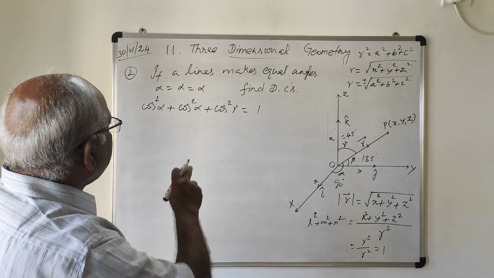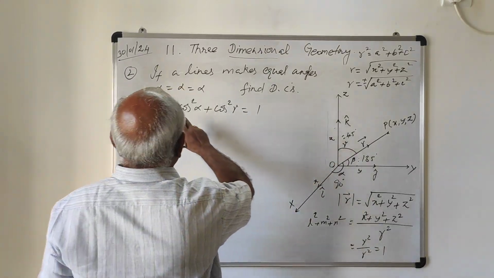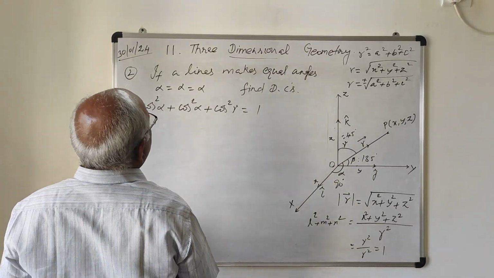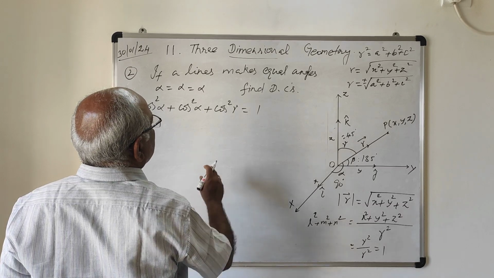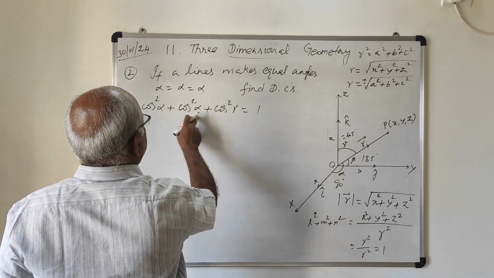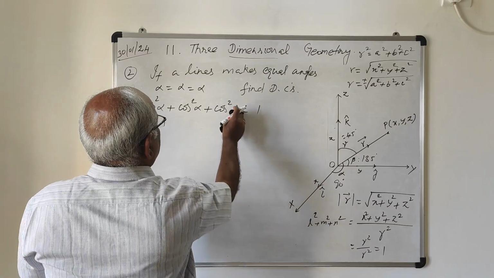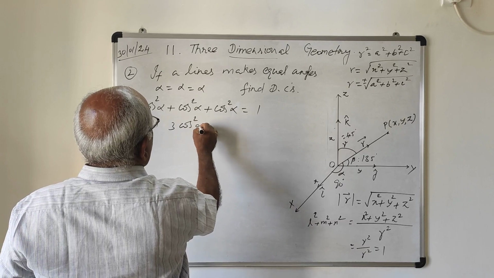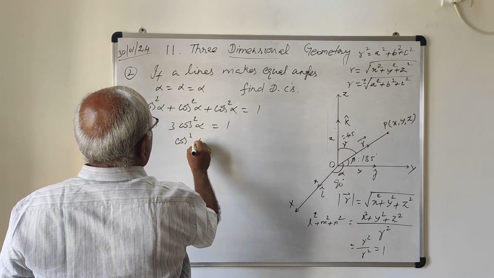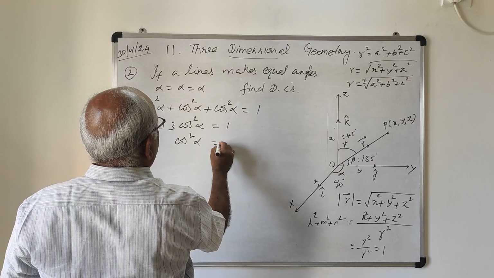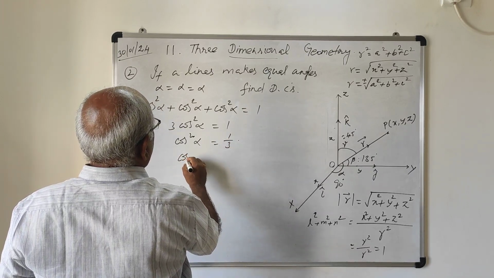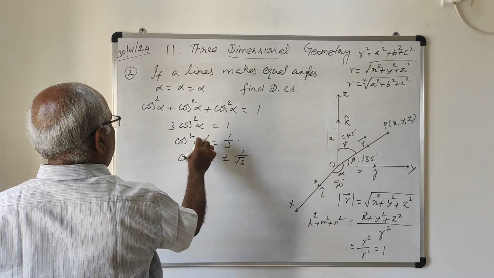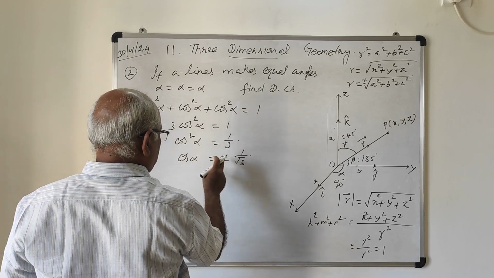The angles made by the line with the coordinate axes are equal, alpha. All the three angles are equal. Therefore, cos square alpha, and these three are equal. That is 3 cos square alpha equal to 1, cos square alpha equal to 1 by 3. So cos alpha equals plus or minus 1 by root 3.